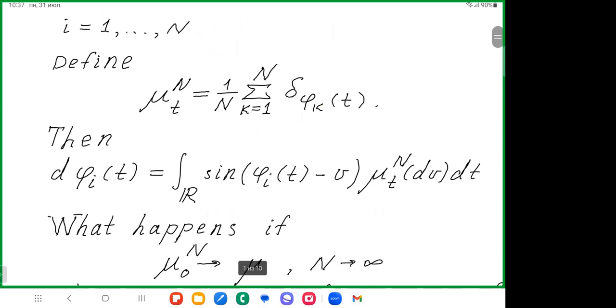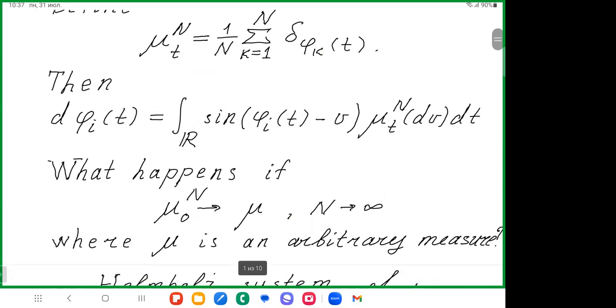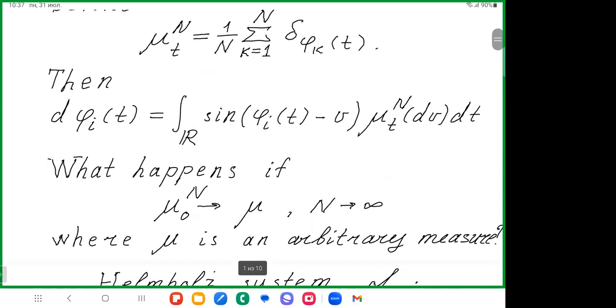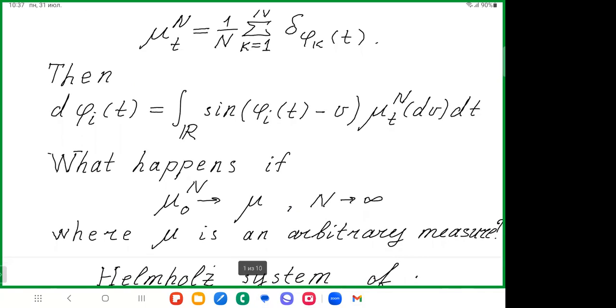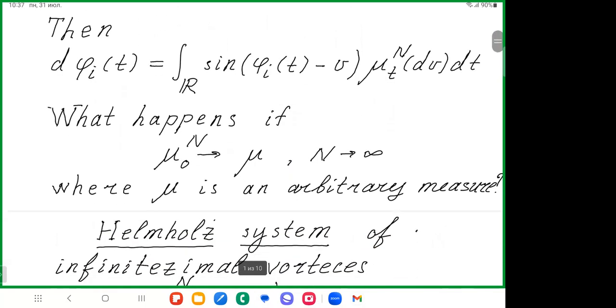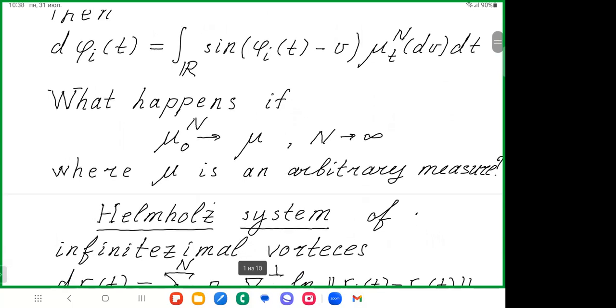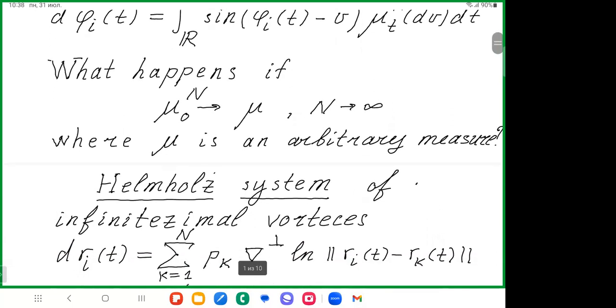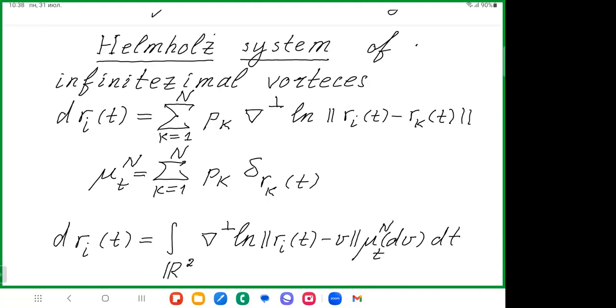But for today, the main question for us is, what happens if mu 0 n approximates an arbitrary, not necessarily discrete measure? What happens with the equation, and what will we get as a solution, and so on. Another example, maybe one of the oldest, is the Helmholtz system of infinitesimal vortices.